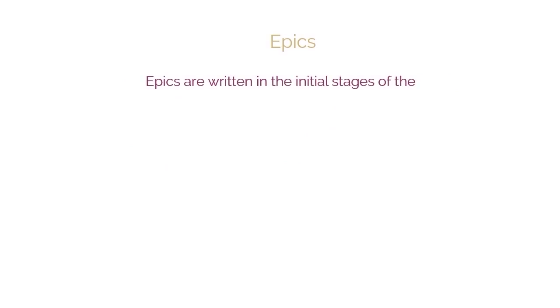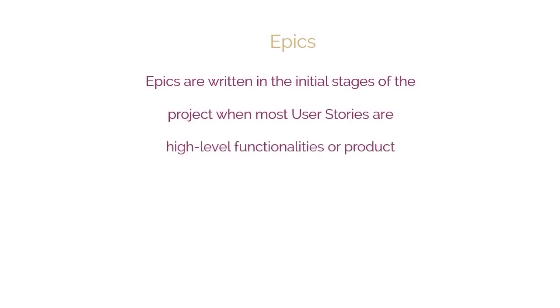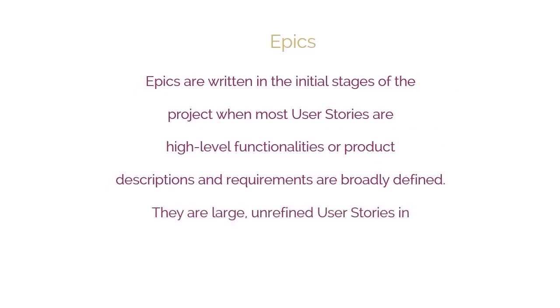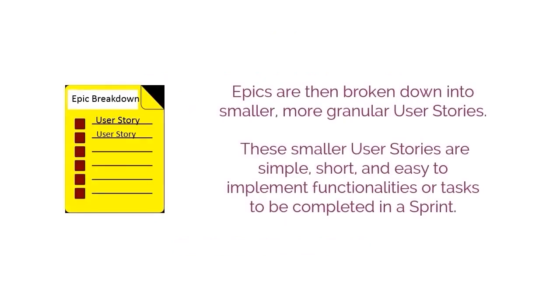Epics. Epics are written in the initial stages of the project, when most user stories are high-level functionalities or product descriptions, and requirements are broadly defined. They are large, unrefined user stories in the Prioritized Product Backlog. Once these epics come into the Prioritized Product Backlog for completion in an upcoming sprint, they are then broken down into smaller, more granular user stories.